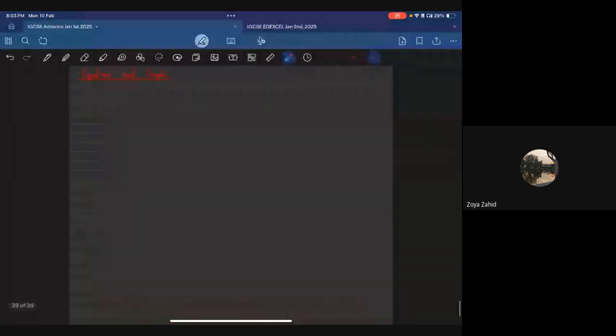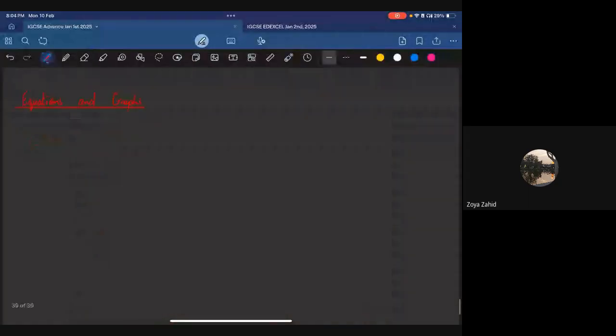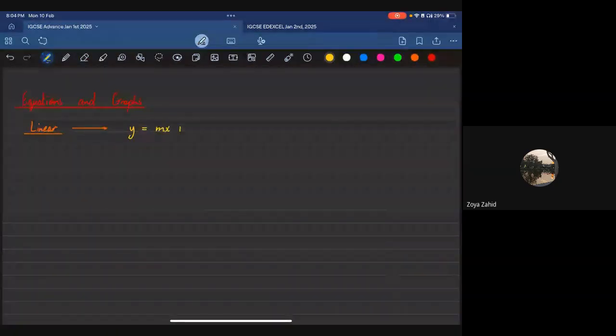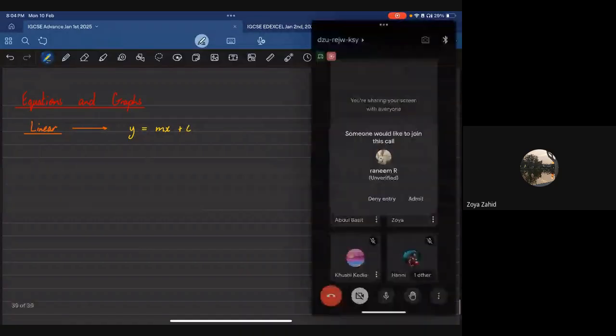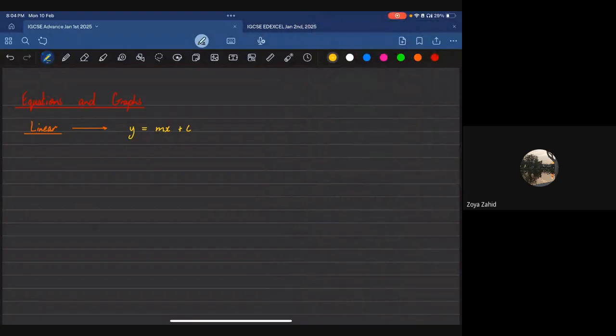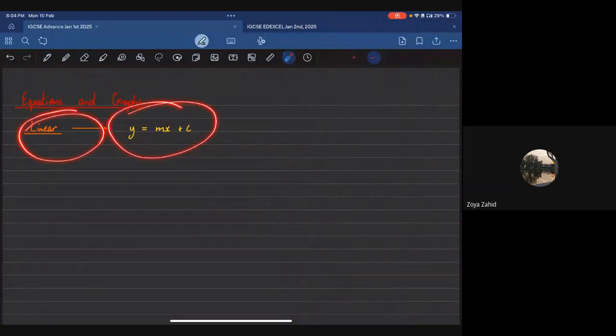First up, we are going to see linear equations. We already know the characteristics of a linear equation. It is defined as y is equal to mx plus c. That is simply y is equal to mx plus c, and it's always going to be a straight line. The linear equation is always going to be a straight line.